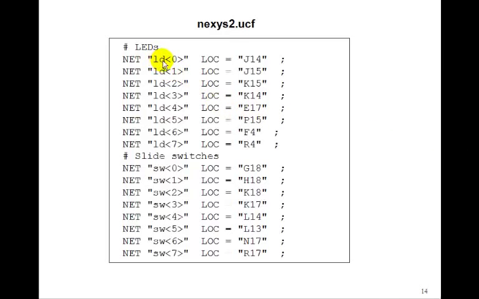So for example, LD sub 0, that is LED number 0, is connected to pin number J14 on the FPGA. LD7 is connected to R4. Switch 0, that's the rightmost switch, is connected to G18. Switch 7, the leftmost switch, is connected to R17, and so forth. Now, it's going to be convenient to use the same names for the LEDs, we'll always call them LD, and for the switches, SW, in all of our programs.